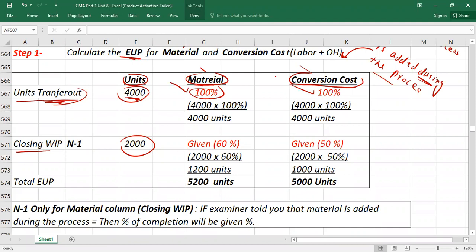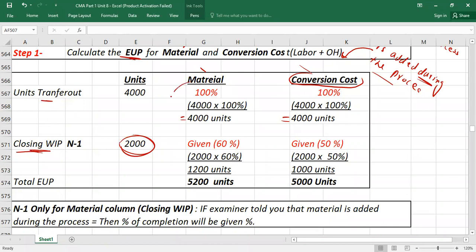So we'll take what percentage? 100 and 100. Now, how will I do it? I'll take 4,000 units multiplied by 100%. It will give you how many units? 4,000. Got it? Then we have which units here? Closing work in process. Closing. We have 2,000 units.